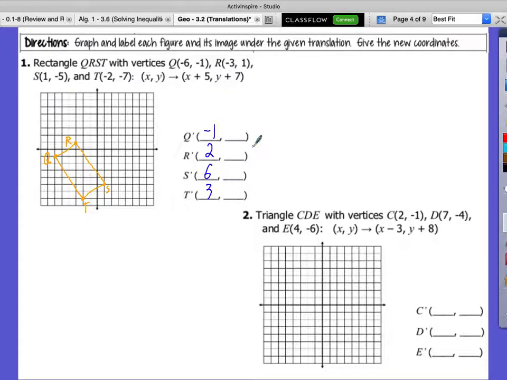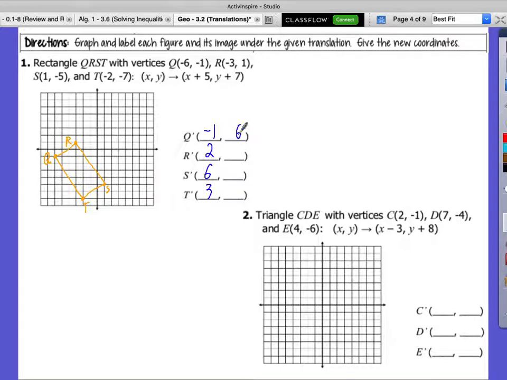Now we need the y values. What are we changing with the y? We're adding 7 because we're going 7 in which direction? Up or down? Up. If we're adding, we're going up. Okay, so, Ian, what's -1 plus 7? 6. Okay.